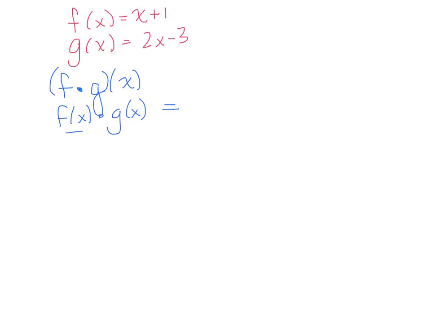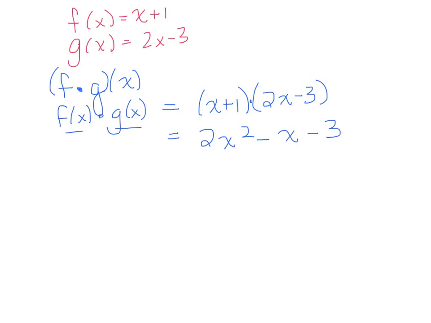Maybe here it's a little more obvious. I would take f of x, which is x plus 1. I love using parentheses, times the g of x, which was 2x minus 3. So make sure you're using your good FOIL practice: 2x squared plus 2x minus 3x gives me minus x, and then the minus 3. So that would be my answer for multiplication.